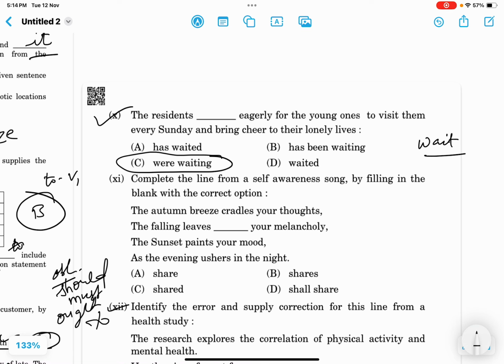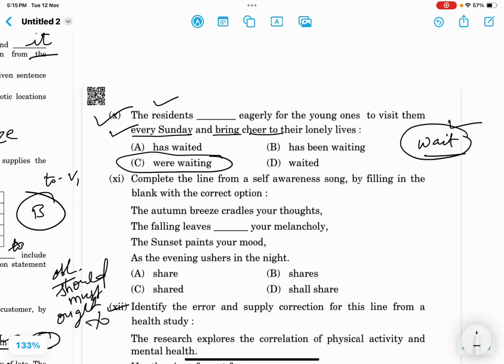The residents wait eagerly for the young ones to visit them every Sunday and bring cheer to their lonely lives. So, this is a general sentence and this is of past indefinite tense. So, according to the plural subject, we have to use wait here, but wait is not given. And according to me, wait is the correct answer. You can share your own views in the comment section so that we can discuss it and get to the right answer.